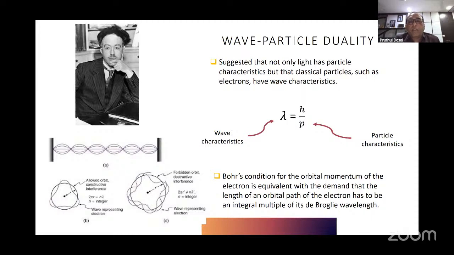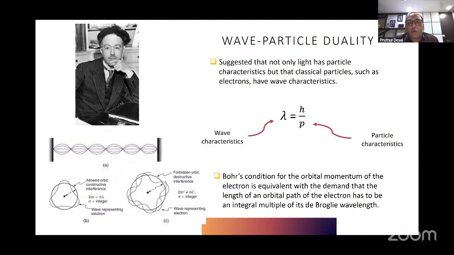Using this, de Broglie showed that Bohr's condition for the quantization of orbital momentum of an electron revolving in an atom can be explained by demanding that the length of the orbital path of the electron has to be an integral multiple of the de Broglie wavelength. So if I call it a wave, then this wave has to be an integral multiple of its wavelength. Only then will the wave be in phase. Only then will the wave be complete.